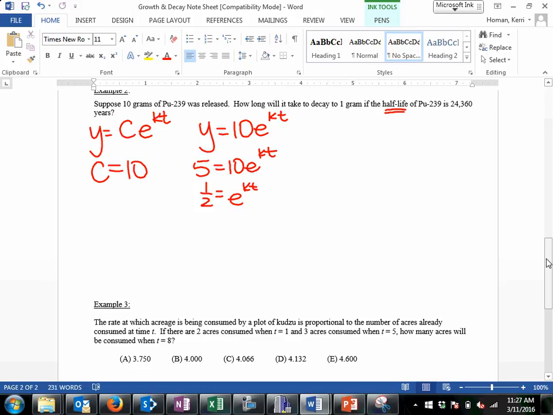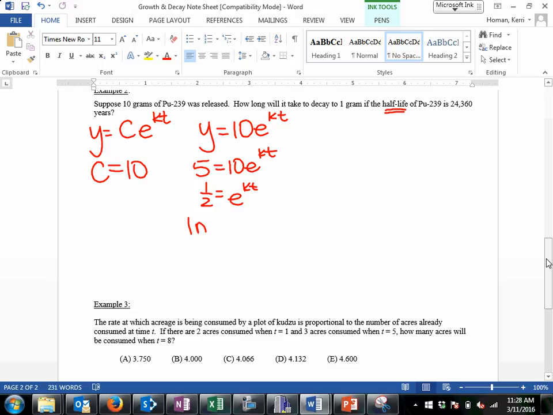If it was some other percentage, when you take the amount you have divided by your initial amount, that's the number you should get right there. Isn't it negative? Well, k should be negative. So whether you label this as e to the negative kt or you write it as e to the kt, your exponent's going to be negative. I would just write it as e to the kt and expect a negative value.